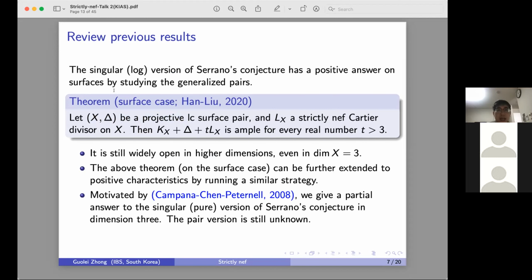And note that the log version of Serrano's conjecture is still widely open even in dimension 3. And the above theorem on the surface case can be further extended to positive characteristics by running a similar strategy. And finally, motivated by the joint work of Campana, Chen, and Peternell, we can give a partial answer to the singular pure version of Serrano's conjecture in dimension 3. But unfortunately, the pair version is still unknown.